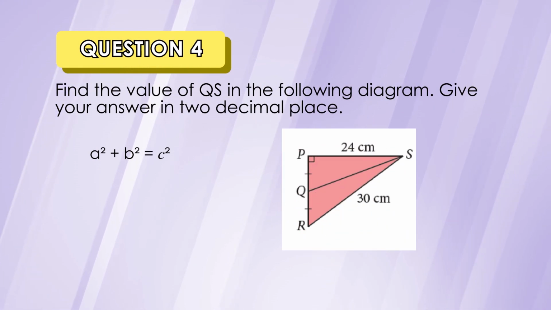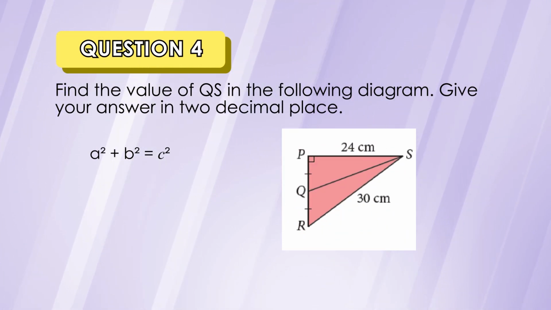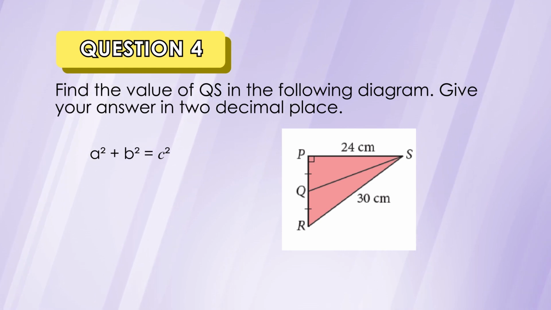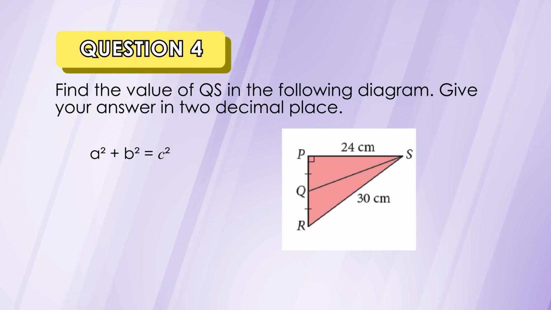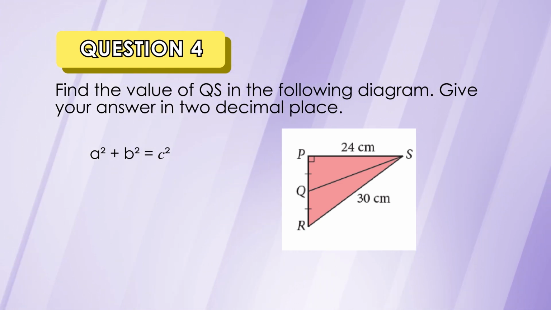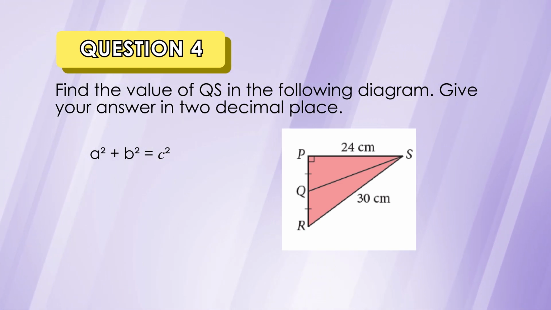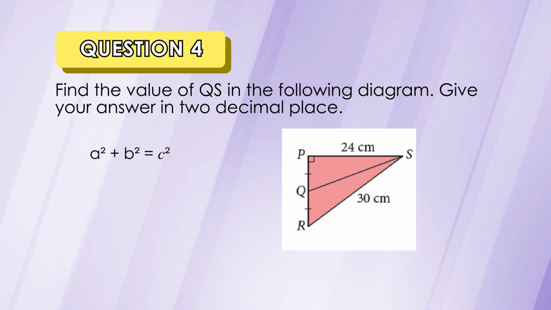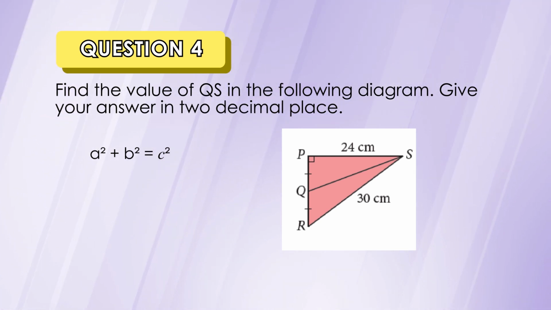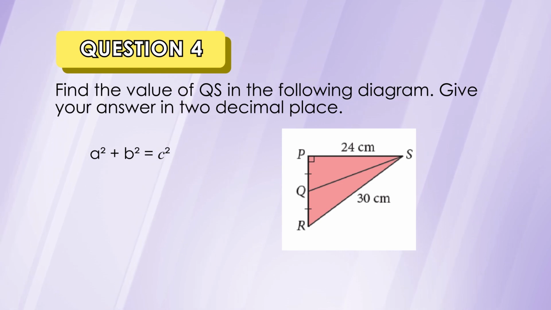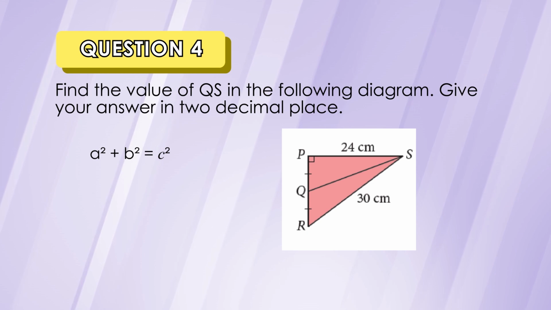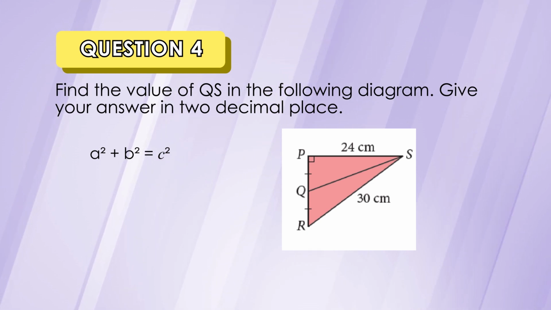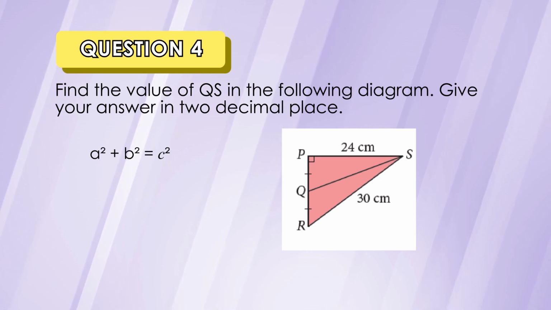Let's look at this diagram. Find the length of QS. Give your answer in 2 decimal places. We need to come up with a strategy. I can see 2 right-angled triangles. In order to find QS using the Pythagorean theorem, I need the length of PS and PQ. PS is given as 24 centimeters. How do we find PQ?